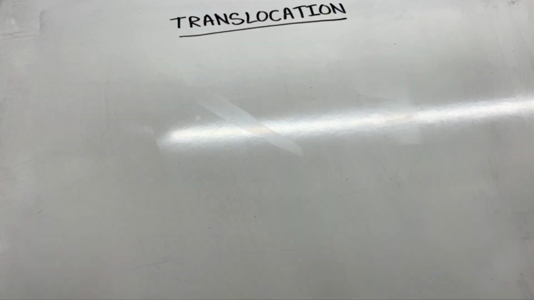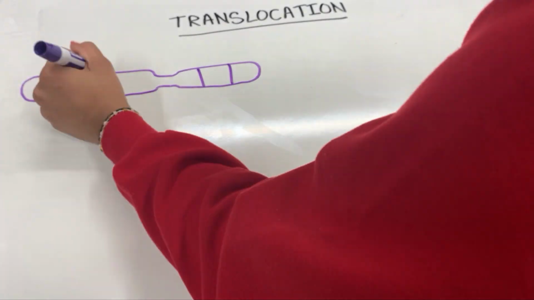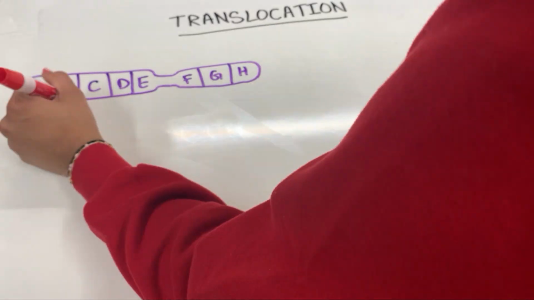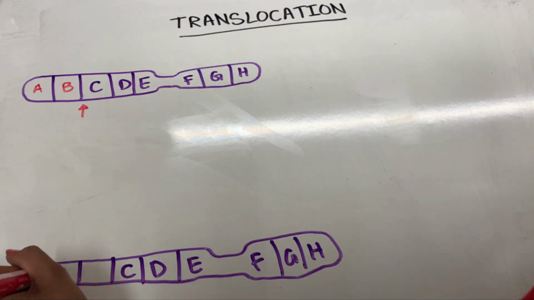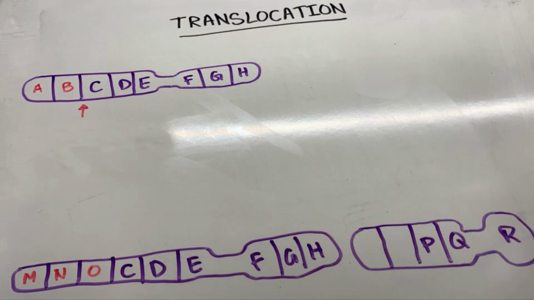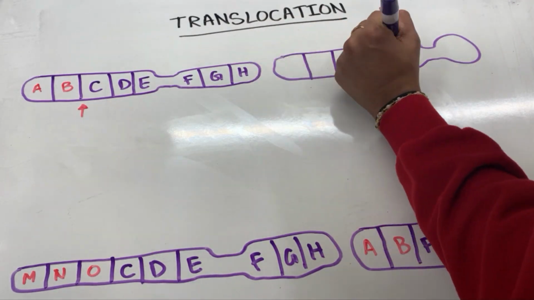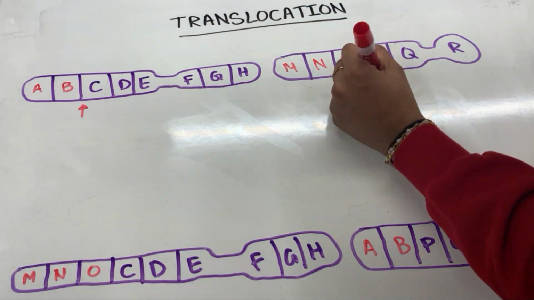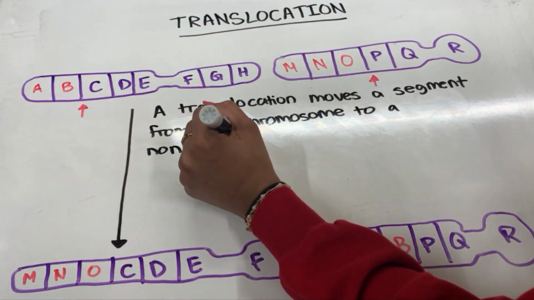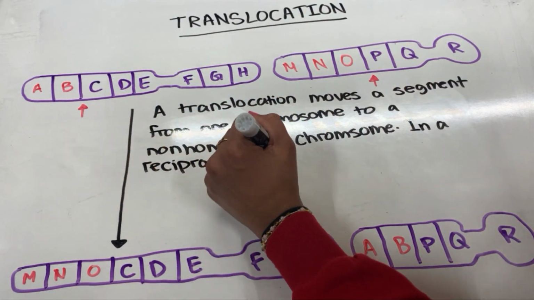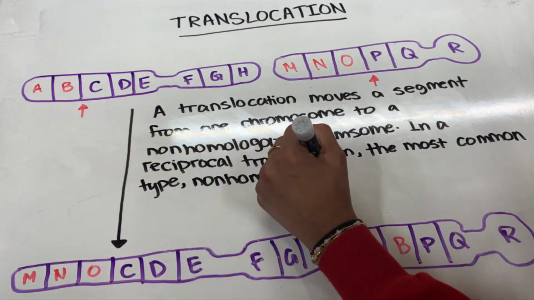Finally, a fourth possible result of chromosomal breakage is for the fragment to join a non-homologous chromosome, known as translocation. In reciprocal translocation, the most common type, non-homologous chromosomes exchange fragments. Here, the balance of genes is not abnormal. All genes are present in their normal doses. Nevertheless, translocations and inversions can alter the phenotype because a gene's expression can be influenced by its location among neighboring genes.